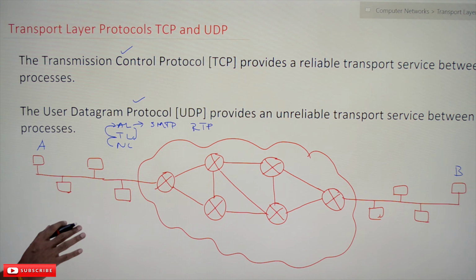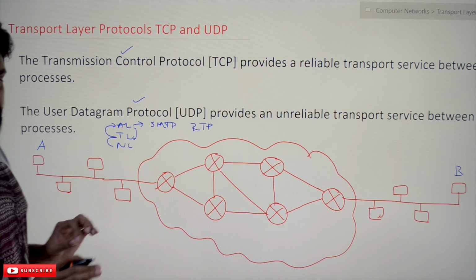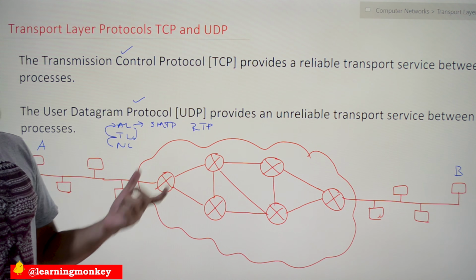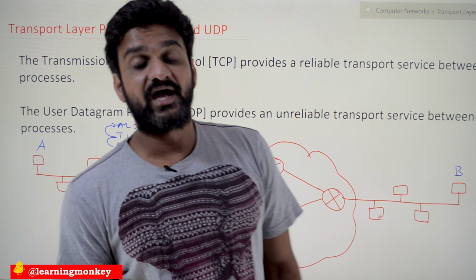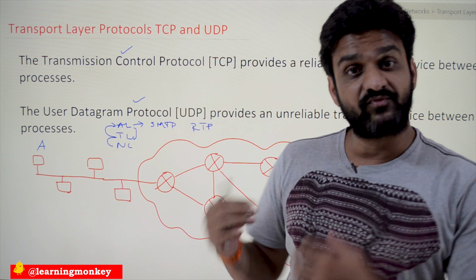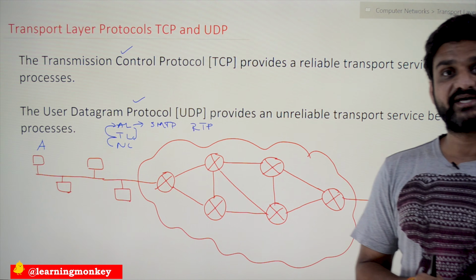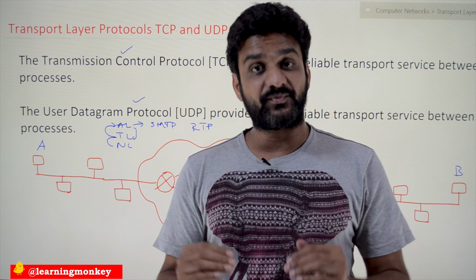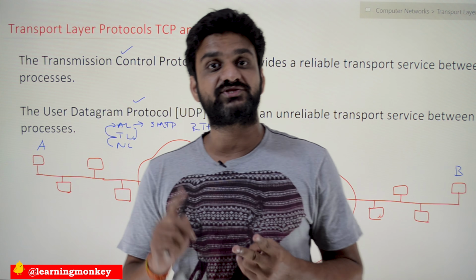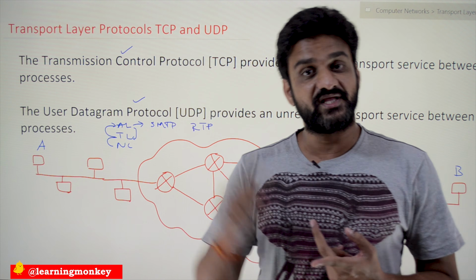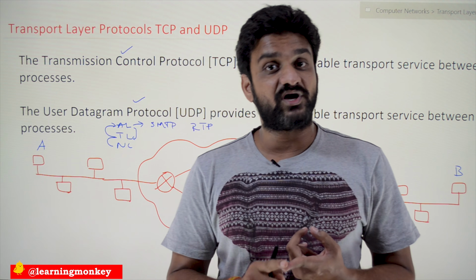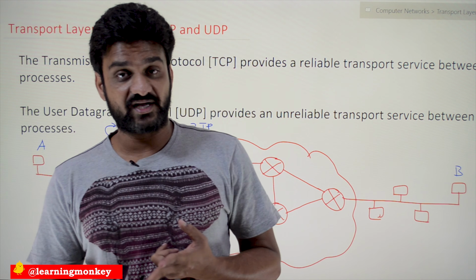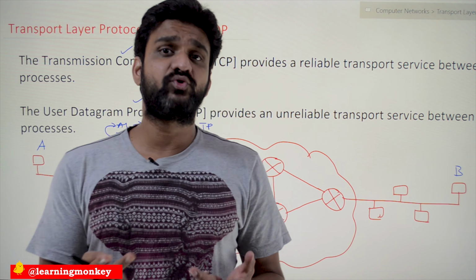There are some applications which need unreliable transmission, and there are some applications which require reliable transmission. How that reliability is obtained, what the headers are for that reliability, and what the headers are for UDP, unreliable communication, all those concepts we will try to understand in our later videos. But at this point, you have to understand there are two types of protocols in the transport layer, TCP and UDP. TCP is responsible for reliable communication, and UDP is for unreliable communication. Both of them have their own advantages.